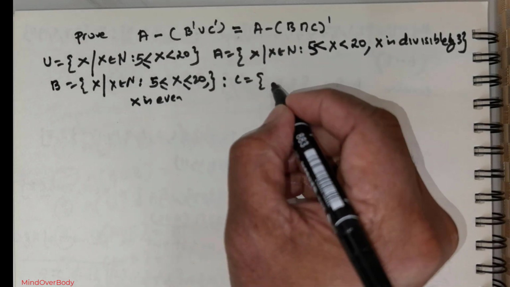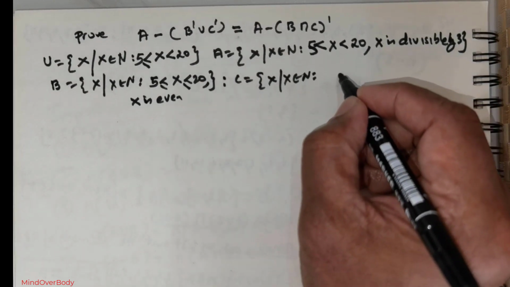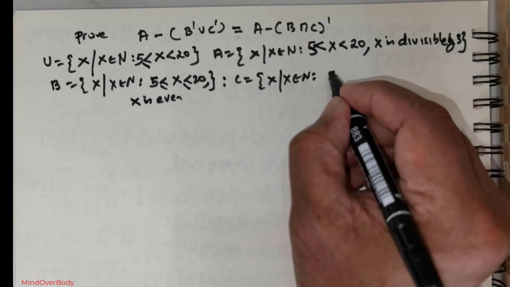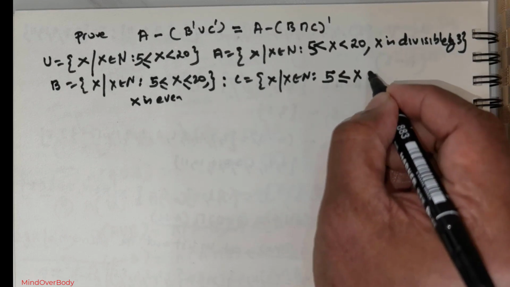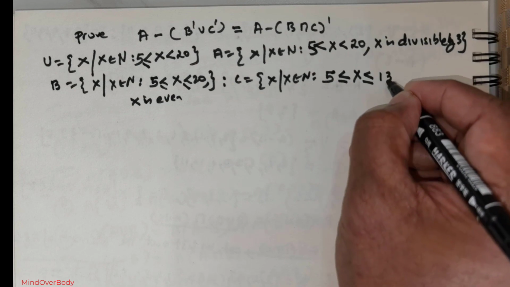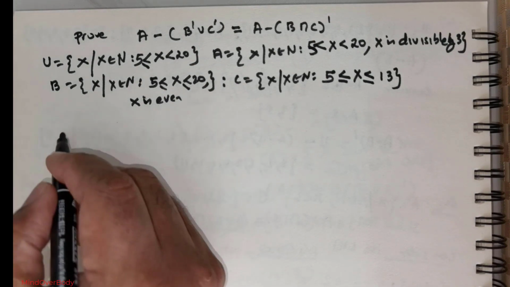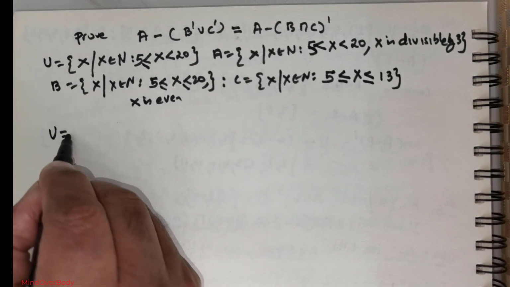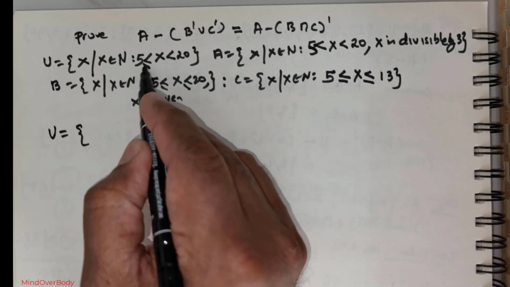C is equal to all x such that x is an element of natural numbers and x is lying between 5 and 13. x is greater than or equal to 5 but less than or equal to 13. And of course all of these are given in set builder form, and we will have to obtain the elements. So the universal set, that's the easiest one. The universal set is all x, elements of natural numbers, lying between 5 and 20.